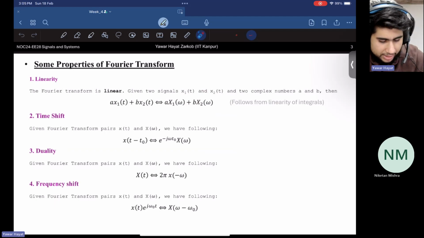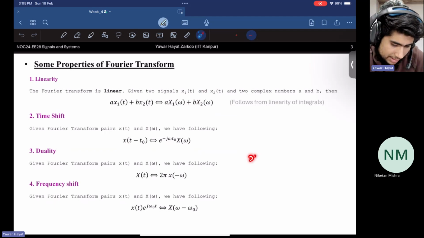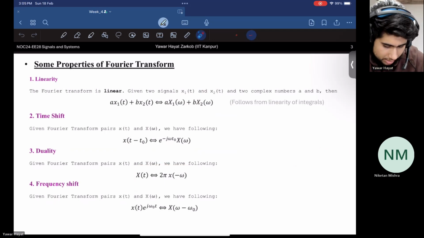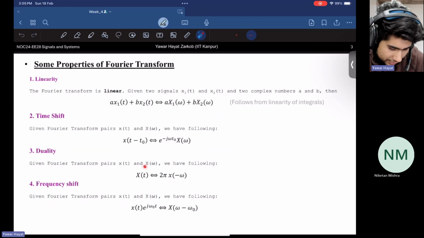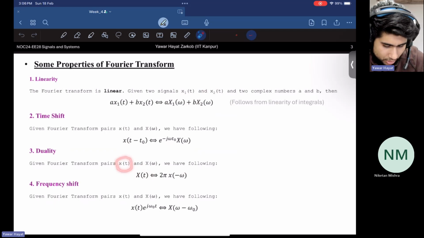given a signal x of t and its Fourier transform pair x of omega, the Fourier transform of this time shifted signal x of t minus t naught is simply e to the power minus j omega t naught x of omega. Okay, and then we have this duality property, that is, given this x of t and x of omega, the following thing holds good. Notice we are changing the functions, right? The function that was in the frequency domain, I'm using that in the time domain, and the one that was in the time domain, I'm using that in the frequency domain in this dual property.